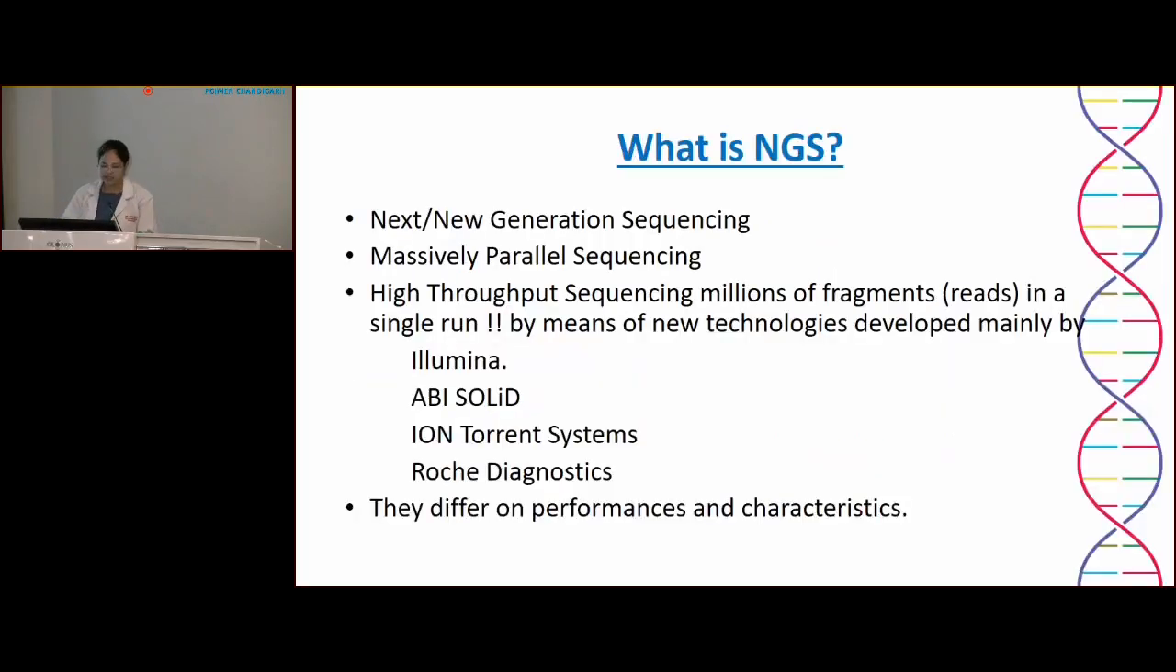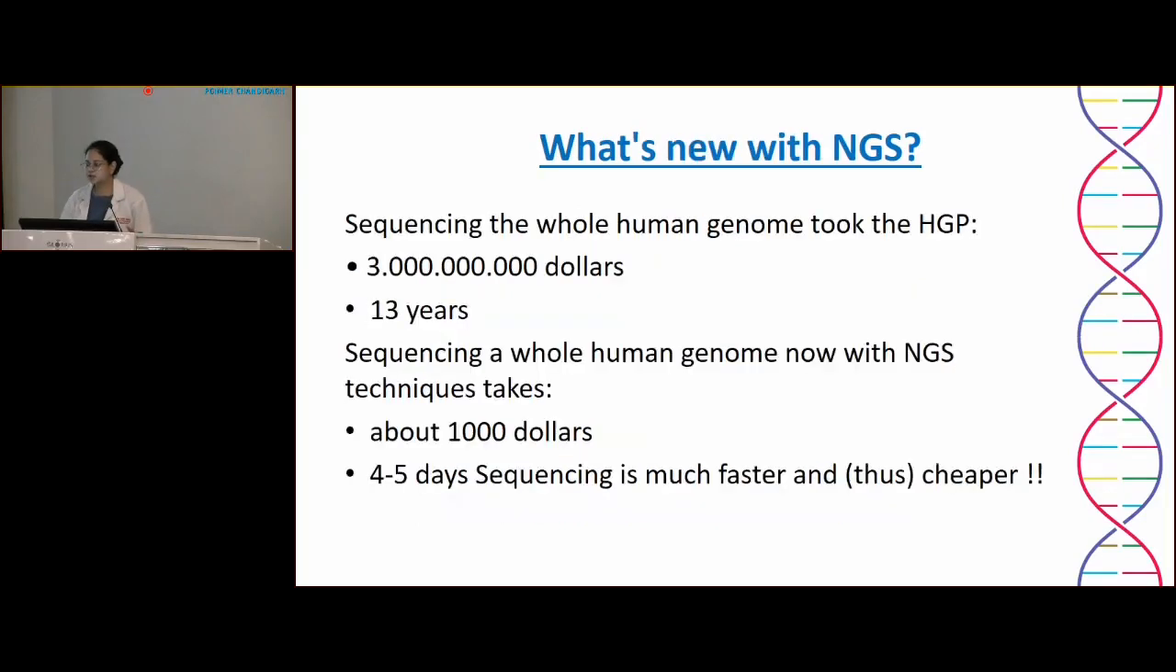So now coming to NGS. NGS, in other terms, we call massively parallel screening, and there are different platforms through which it has been developed, and most commonly used are Illumina and Ion Torrent. They differ in performances and characteristics. So what is new or next in NGS? I'll give you this fact.